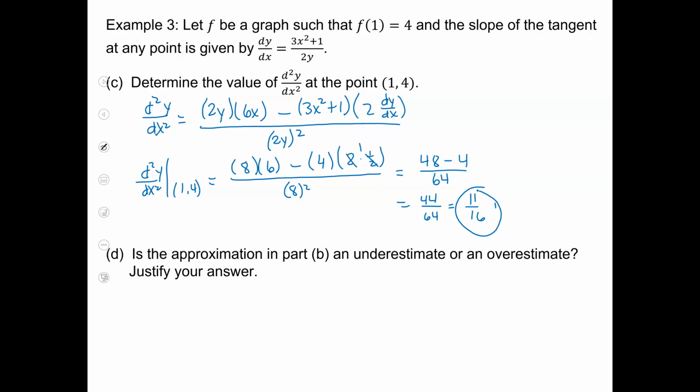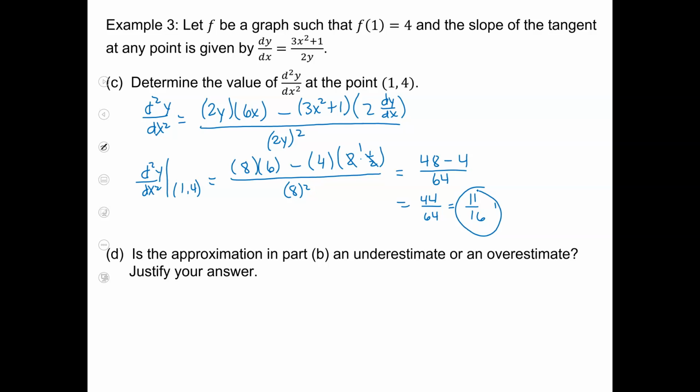Okay. And then in part D, is the approximation in part B an underestimate or overestimate? So there's something from this lesson that we have not actually seen an example of yet. That's partly why this example is in here. How do you determine if what you're getting from using the tangent line to approximate the function is too high or too low? You have to know the function's concavity at the point of tangency. So the point of tangency here is 1,4. Do we know whether this function is concave up or concave down at the point 1,4?